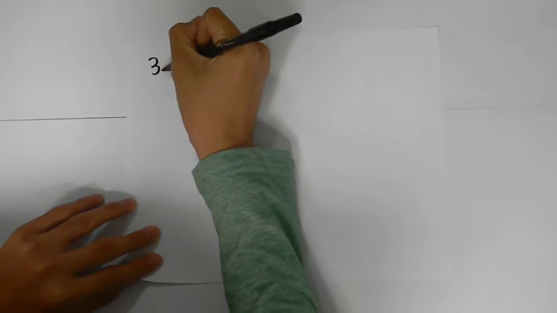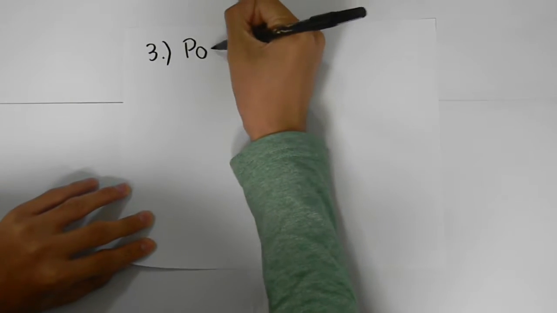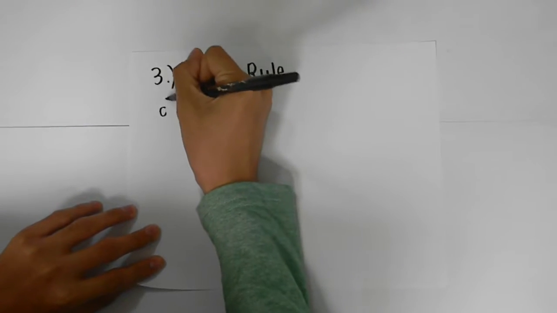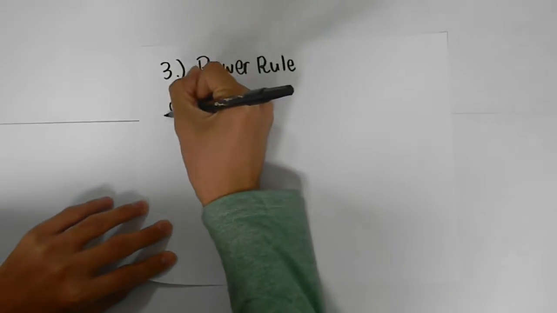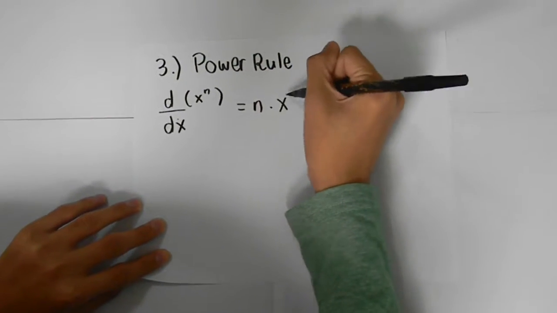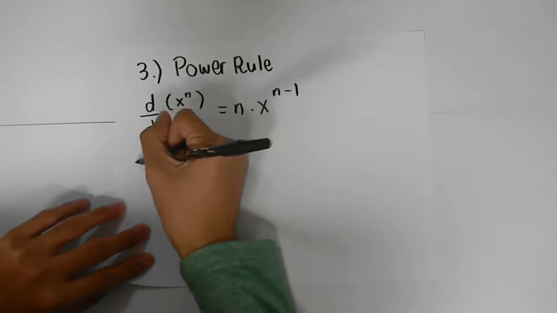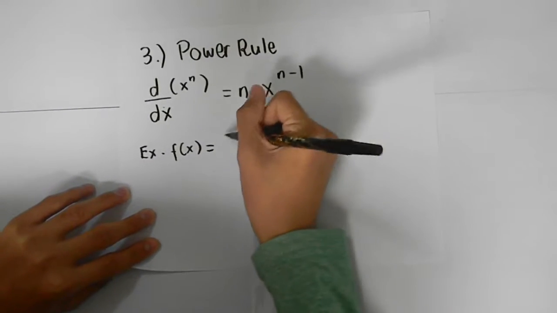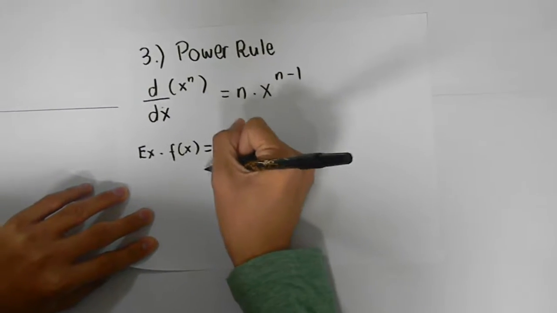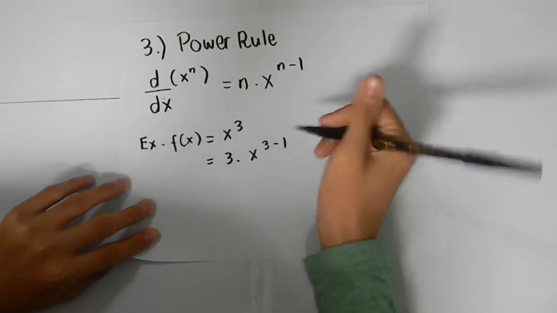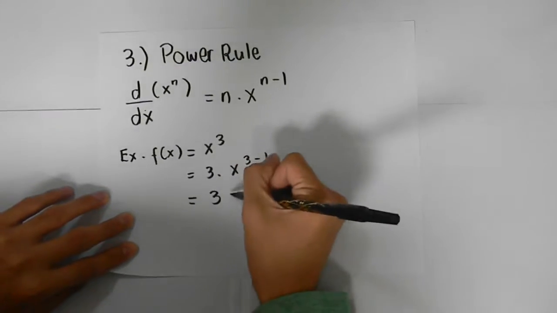Rule number 3. The Power Rule. The power rule states that if the exponent n of x to the n is a rational number, then its derivative can be obtained by multiplying n to x raised to n minus 1. For example, if f of x equals x cubed, then by following the power rule, the derivative of the function is equal to 3x squared.